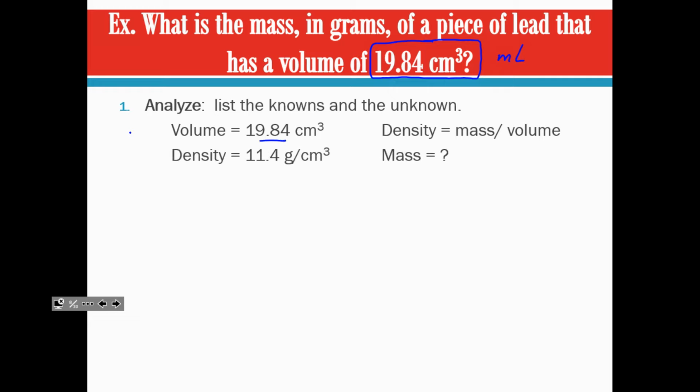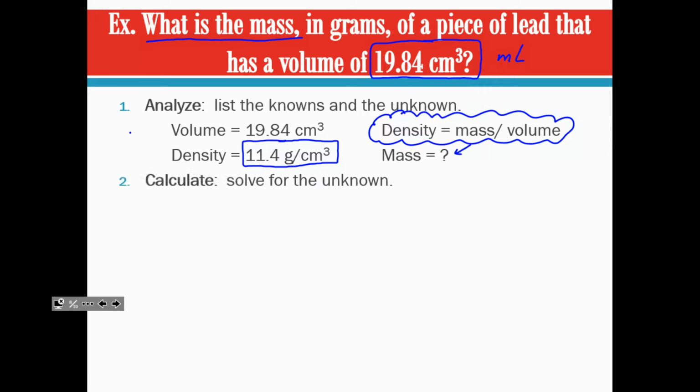The density of lead is actually going to be given to you. It wasn't in the problem, but this is probably from a reference table. The density of lead is known to be 11.4 grams per centimeters cubed. The question says, what is the mass? So that's why I put a question mark here. Because I have volume, density, and mass, those are my three variables, I'm probably going to be using the formula for density.